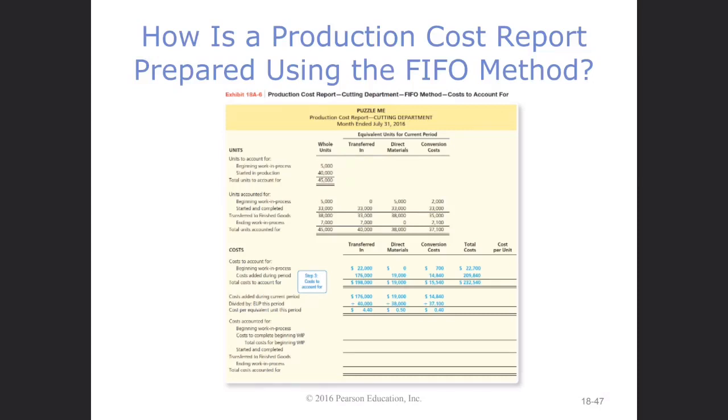Same thing for step 3, our cost to account for. We are going to take the cost added during the current period, divide that by our EUP for this period, and that's going to give us our cost per equivalent unit this period. If you have transferred in items, you'll have one for transferred in, you'll have one for direct materials, and you'll have one for conversion cost.